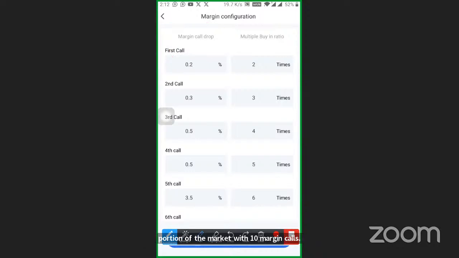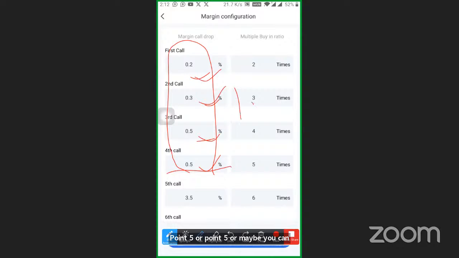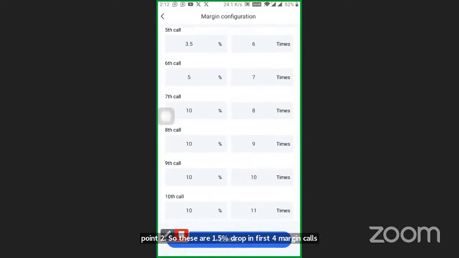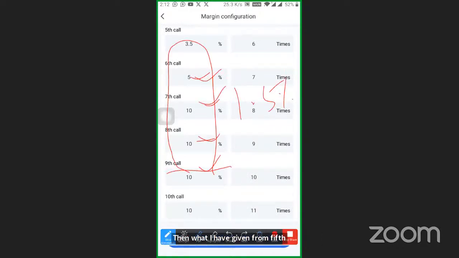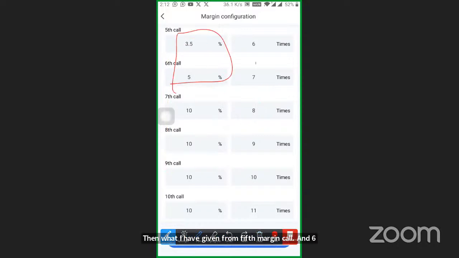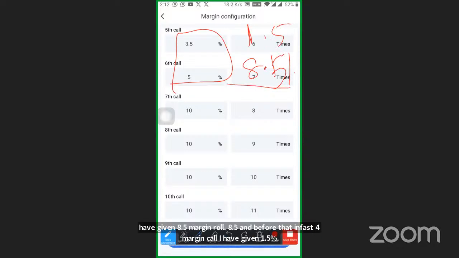What I have done here, if you look closely, is I have changed the first 4 margin calls, and I have given little small percentages here. 0.5 or 0.5, or maybe you can give 0.3 or 0.2. So these are a 1.5% drop in the first 4 margin calls. Then from the 5th margin call and 6th margin call, I have given an 8.5% margin call drop. And before that, in the first 4 margin calls, I have given 1.5%. So this is a total of 10% market drop in the first 6 margin calls.